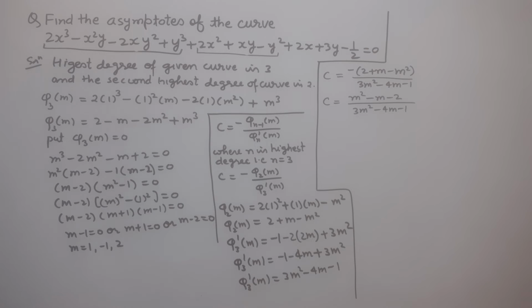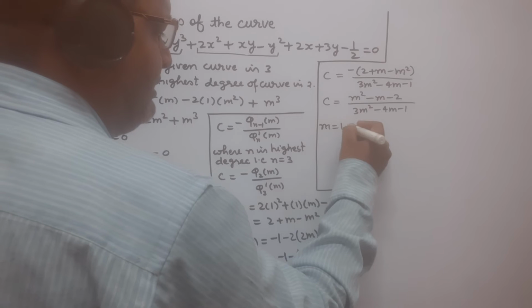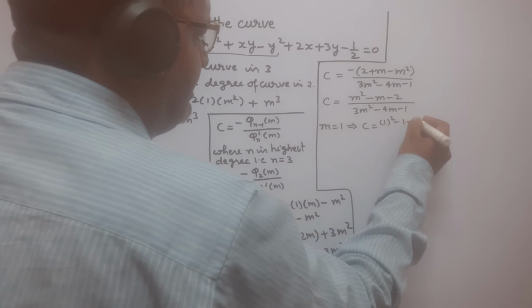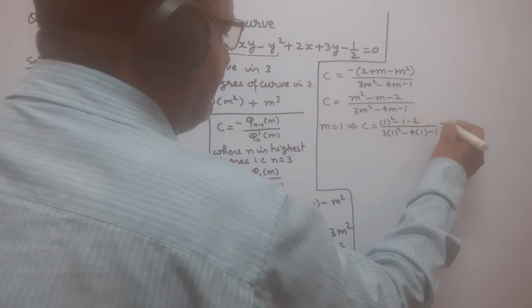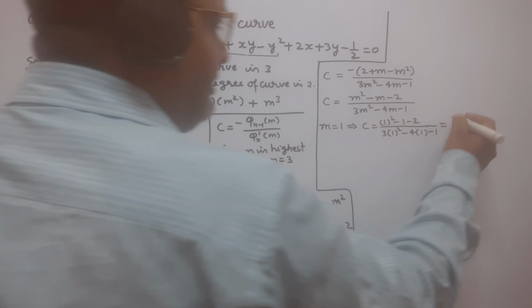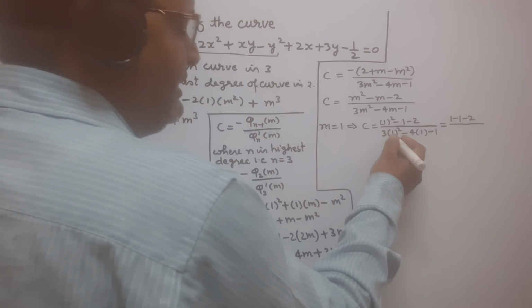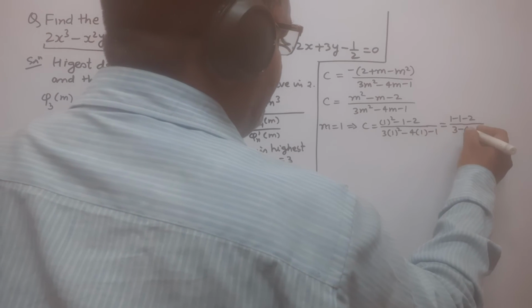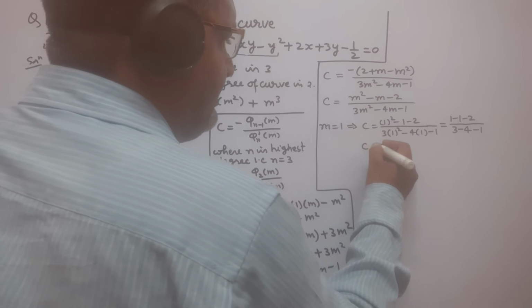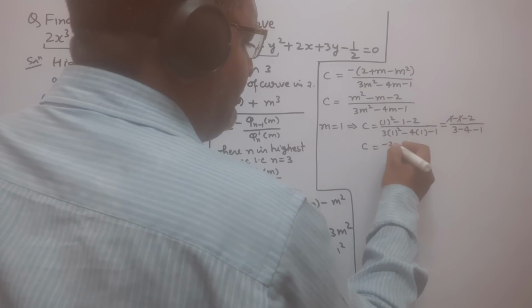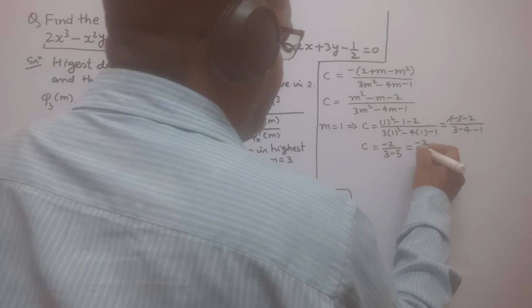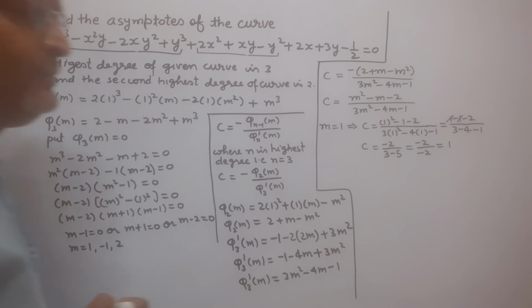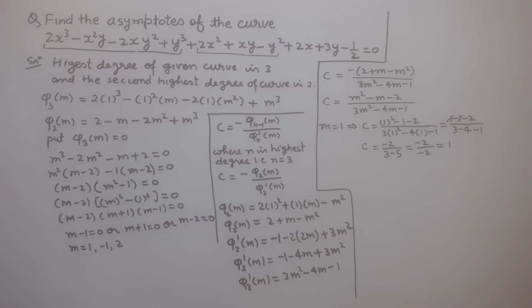Now we find the value of c corresponding to the value of m. Here when we take m equal to 1, we get c equal to 1 square minus 1 minus 2 divided by 3 multiplied by 1 square minus 4 into 1 minus 1. So 1 square is 1, minus 1 minus 2, divided by 3 multiplied by 1 is 3, 4 multiplied by 1 is 4, minus 1. So this 1 is cancelled by this 1, and in the numerator we get minus 2, and in the denominator 3 minus 4 minus 1 gives minus 2. So minus 2 divided by minus 2 is 1. So corresponding to m equal to 1, we get c equal to 1.